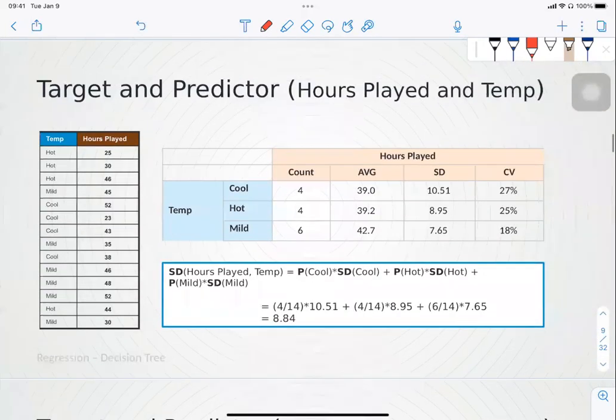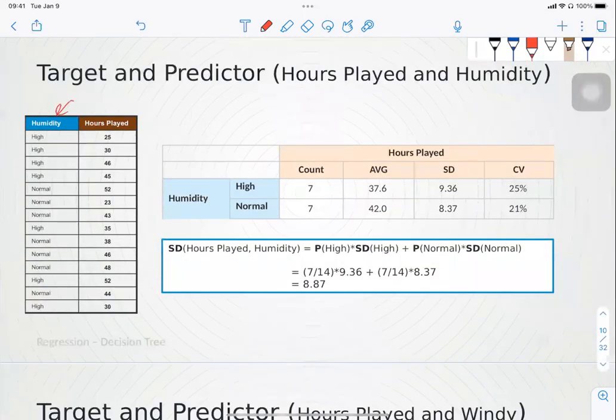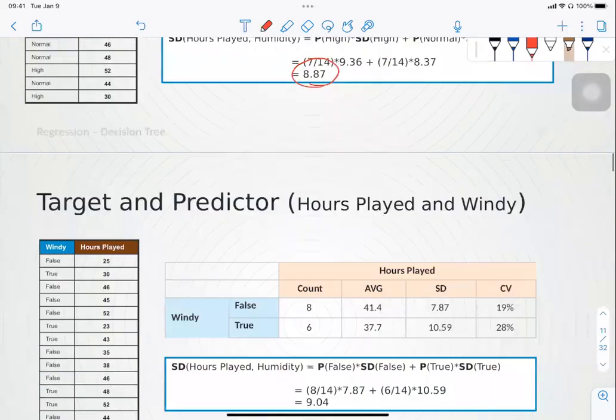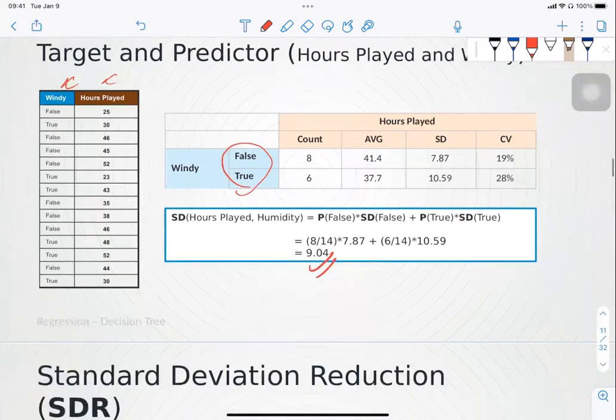Again, we do the same for temperature and the target variable. We find everything, and then we have all the standard deviations here, and we just plug them into the weighted standard deviation formula and get the final standard deviation. After that, we do the same process for humidity and get its weighted standard deviation. And same for windy, we get the weighted standard deviation. It is just a Boolean, true or false.